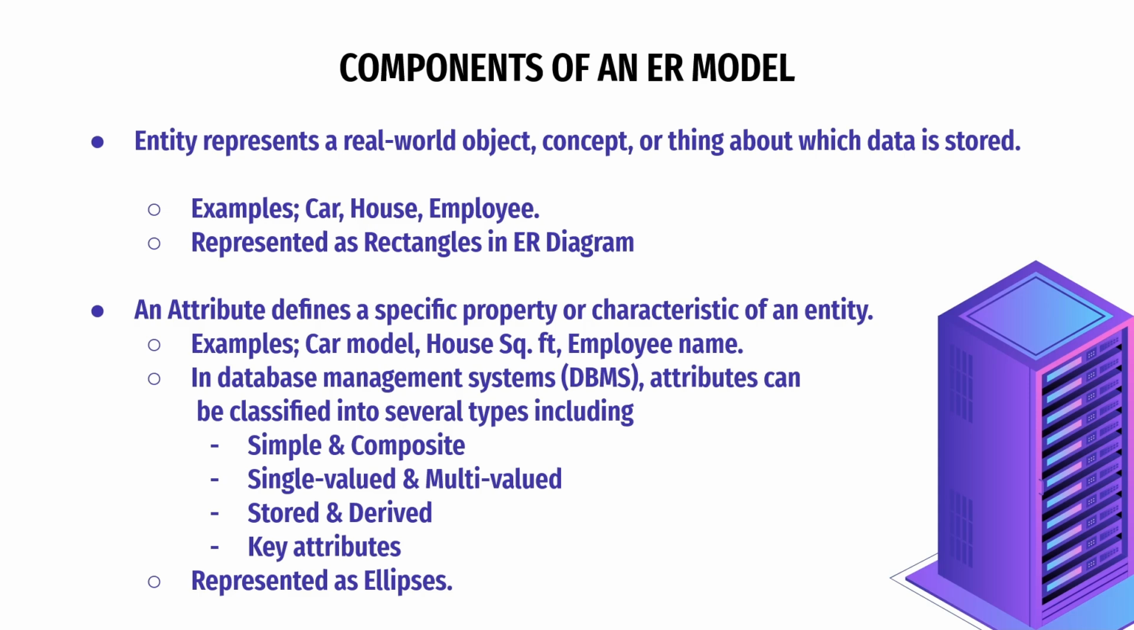Similarly, for the entity house, we have the attribute as house square feet, and the employee entity has the attribute as employee name. In database management systems, attributes can be classified into several types. They are simple and composite attributes, single valued and multi-valued attributes, stored and derived attributes, and then key attributes. Attributes are represented as ellipses in the entity relationship model.